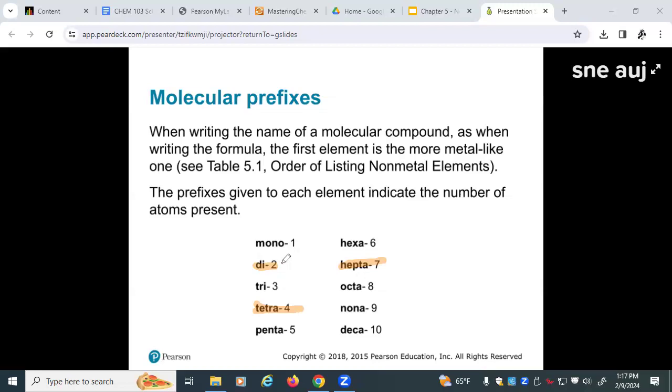And so these prefixes we attach to the element's name to tell us how many atoms of that element are present in the molecule. So if I put mono on the name, it tells me that there's one of that element. If I put octa on the name, it tells me that there are 8 of that element. And so we can go directly into chemical formulas based off of these prefixes.